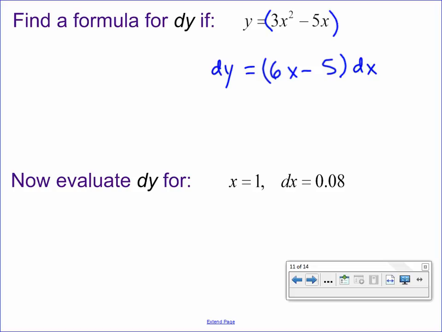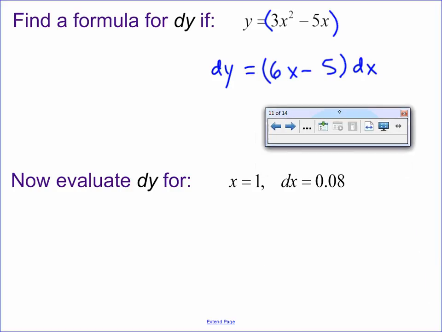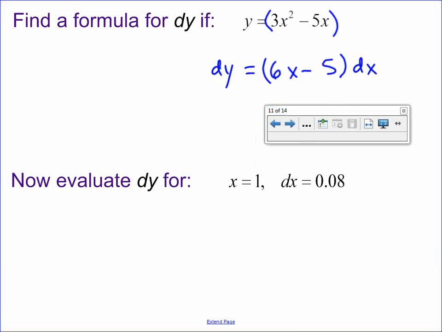This formula will give me a way to anticipate a change in y based on some small step dx. If I were to use this differential to approximate the change in y, starting at the point of tangency x equals 1, and stepping over 0.08, I could get an approximation for the new function value. I could get the anticipated change in my y value, call it the differential dy. How would I get that? Easy. I'll evaluate my dy formula.